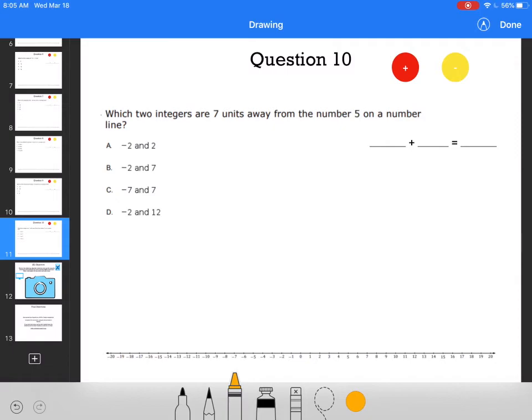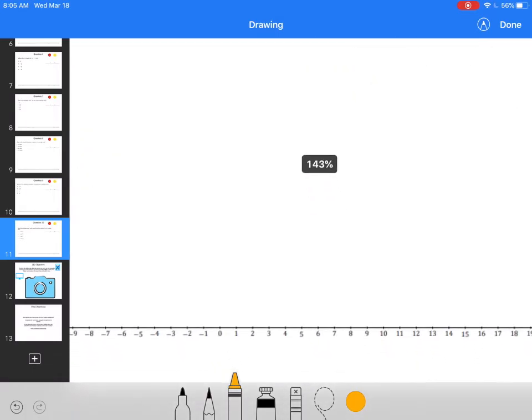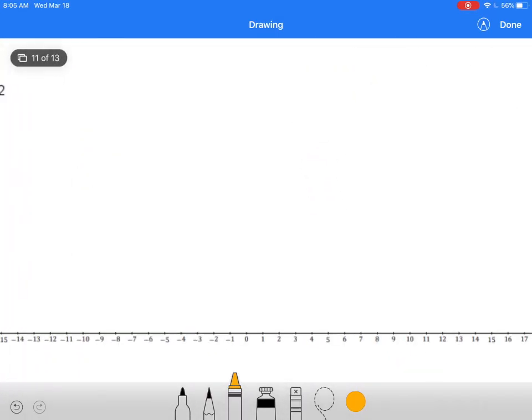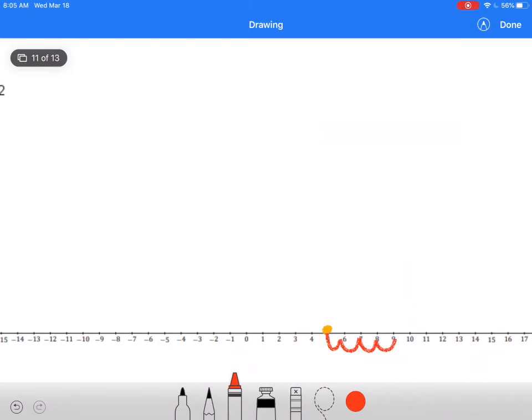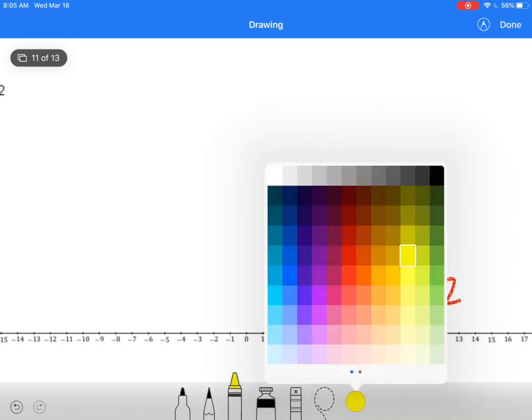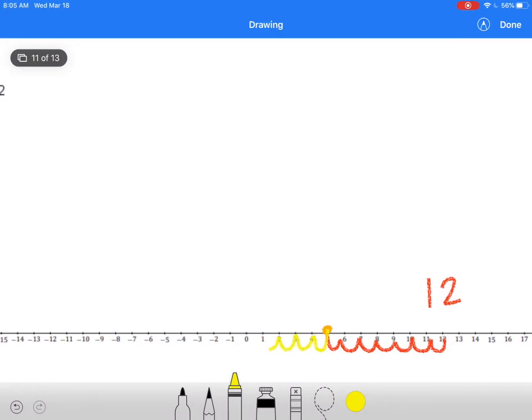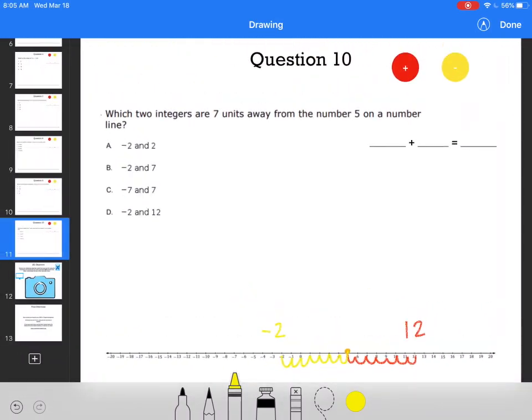The next one says, which 2 integers are 7 units away from the number 5 on the number line? So I'm going to start with the number 5 and 7 units away. Now that could be 7 positive units or 7 negative units. So we're going to do positive units first. 1, 2, 3, 4, 5, 6, 7. So it could be +12. And if I went in the negative direction, 1, 2, 3, 4, 5, 6, 7, I get -2. So then I'm going to look at my options. -2 and 12 are each 7 units away from the number 5 on the number line.